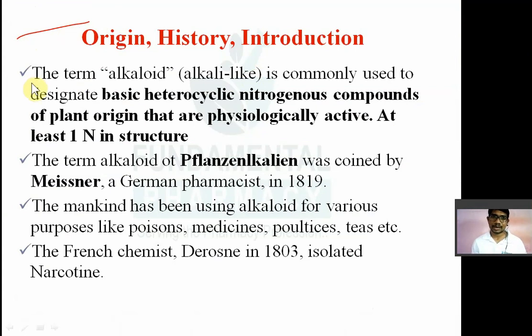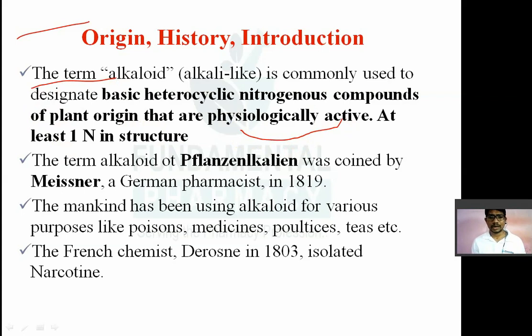So what do you mean by alkaloids? Alkaloids are nothing but the secondary metabolites of the plant, and alkaloid means alkali-like substances. Alkali is basic in nature, so alkaloids are also basic compounds. They are nothing but basic heterocyclic nitrogenous compounds of plant origin. They are physiologically active and have at least one nitrogen in the structure.